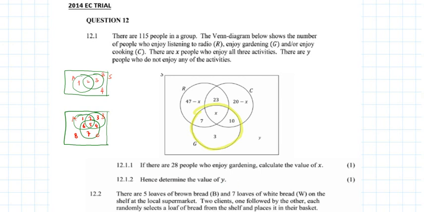Now determine the value of y. To get y, we substitute x as 8 into the values we got. Those who enjoy cooking only is 20 minus 8, so it is 12, and radio only is 47 minus 8, which is 39. Then we add all the other values: 39 plus 23 plus 12 plus 10 plus 8 plus 7. We subtract all these from 115 to get y, because there are 115 people.